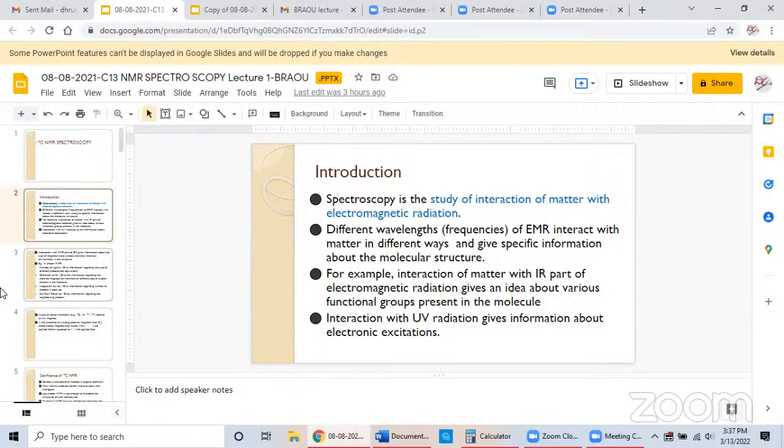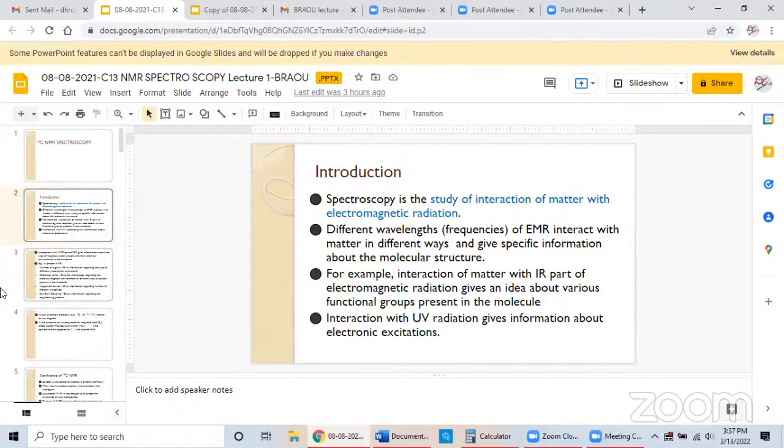But the problem with carbon 13 is its abundance is only 1.1%, and the rest is all carbon 12. 98.9% is carbon 12. 1.1% is carbon 13. So that small percent of carbon 13 nuclei are responsible for giving the NMR spectrum.